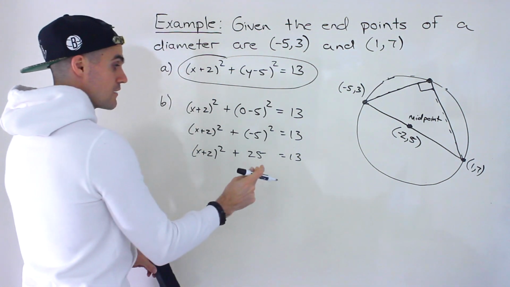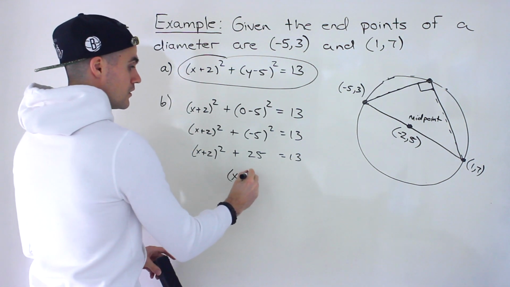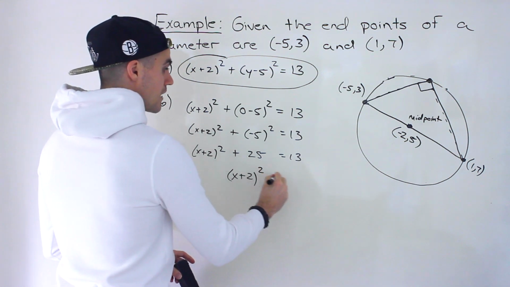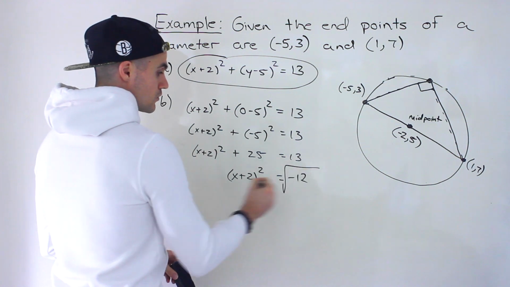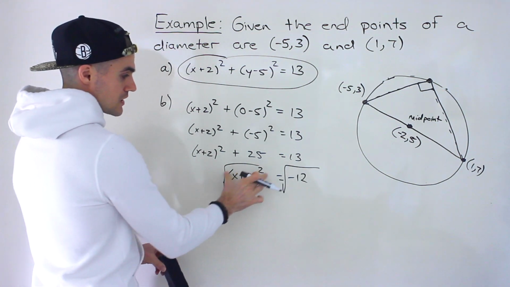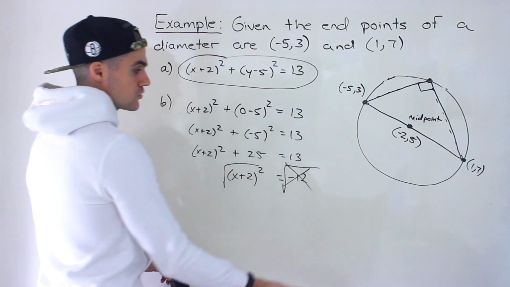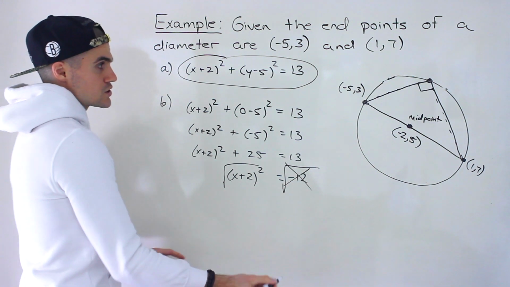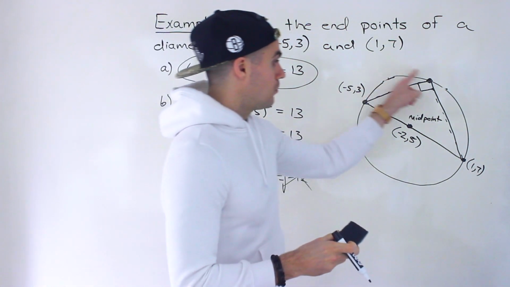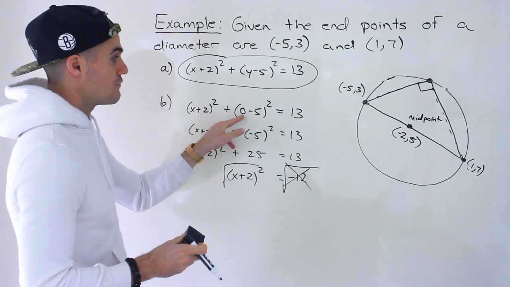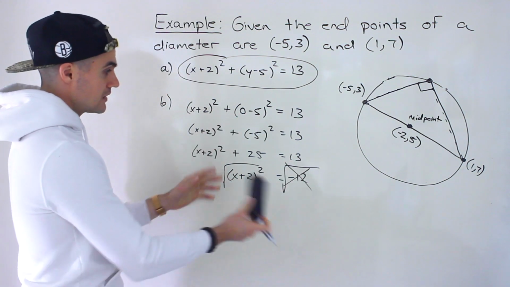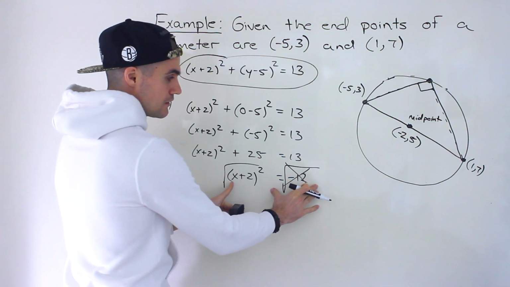Notice when we bring the 25 over, 13 minus 25 would give us -12. And we can't square root, right? To isolate for this x, we'd have to square root at this point. We can't square root a negative number. So what that means is that there's no point on this circle that's going to contain a y value of 0.